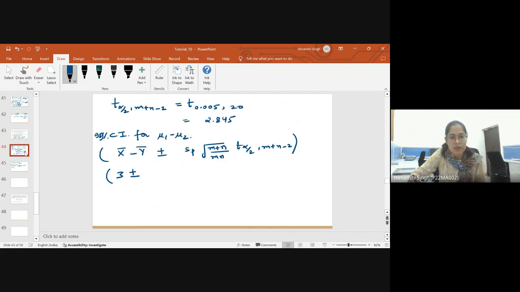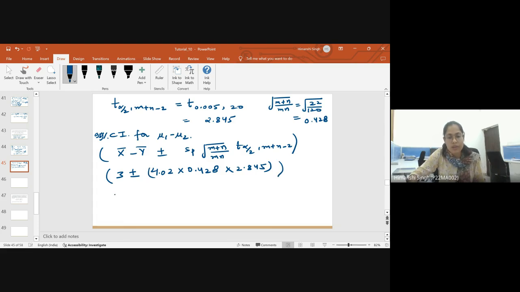What is Sp? We have 4.02. What is this under root m plus n by mn? We can calculate it here. Here m is 10 and n is 12, so it will be 22 by 120. So this under root will come as 0.428. So this will be multiplied: 0.428 into 2.845.